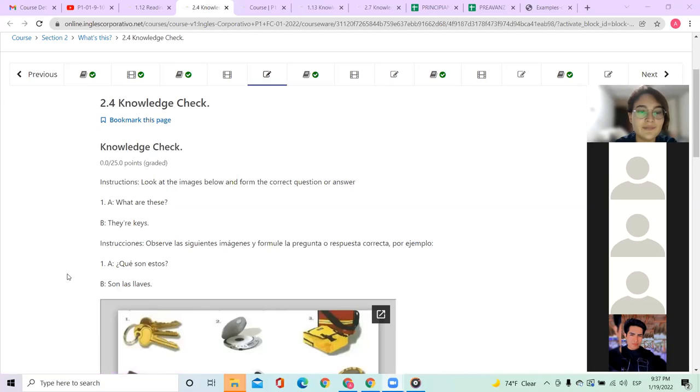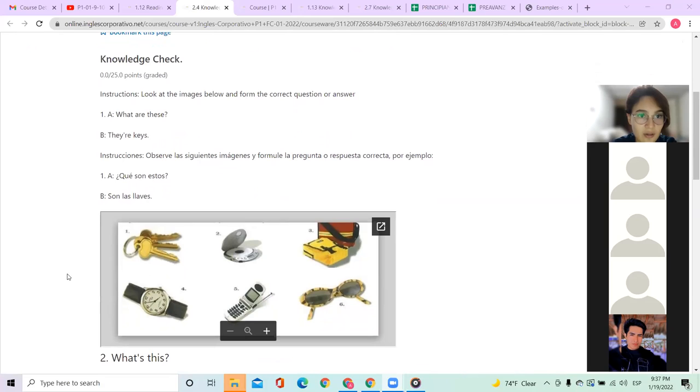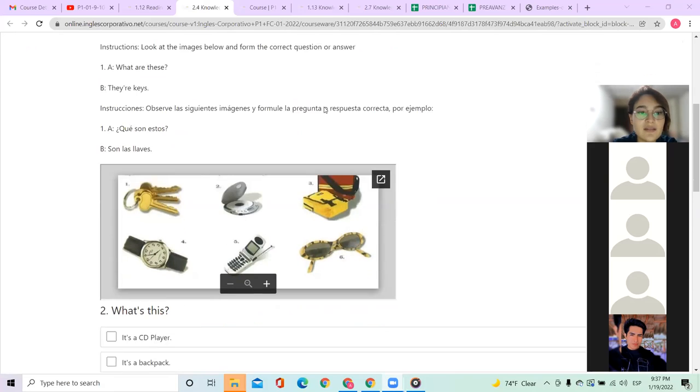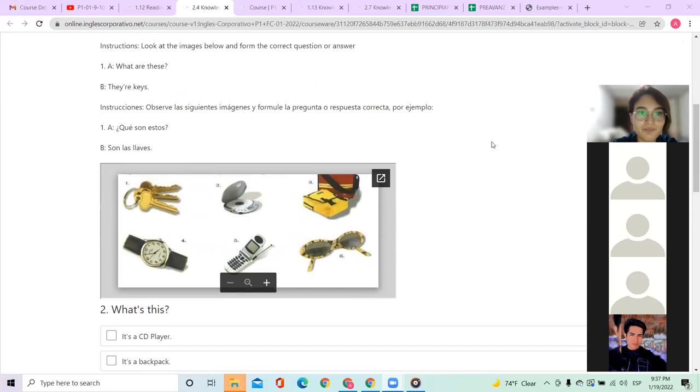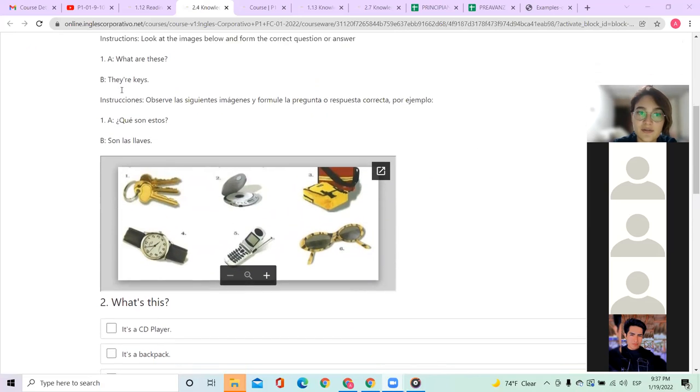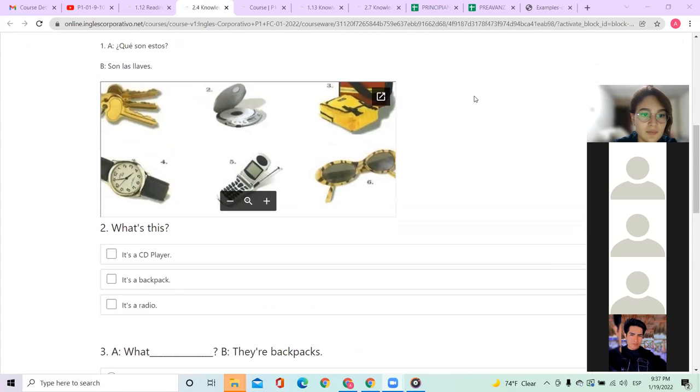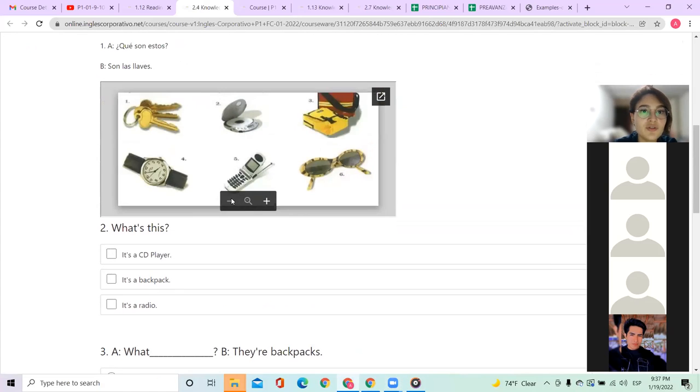All right, in that case, let's move on. Let's do an exercise. Whoops, I stopped sharing. Let me share again. There we go, okay. This is the exercise that we are gonna be doing. Es el ejercicio que vamos a estar haciendo. These are the instructions. Look at the images and form the correct question or answer. We already did it. Solo lo vamos a hacer para la prueba. Right? So what are these? They're keys, right? Let's review. So we will do number two. Los números están en la imagen.